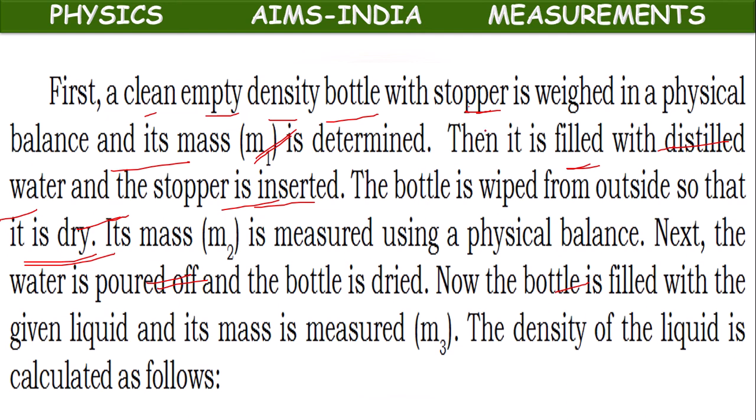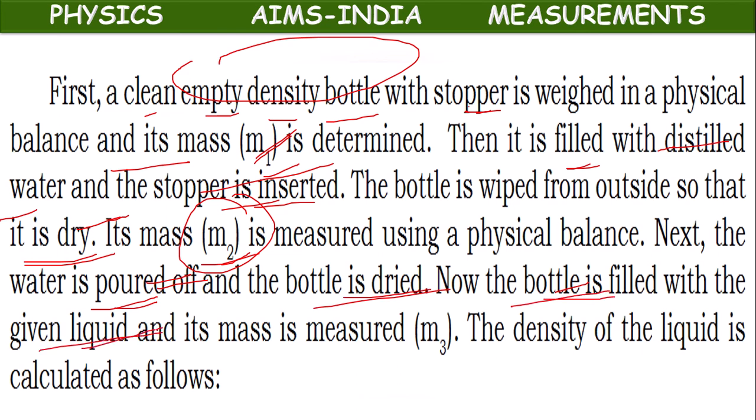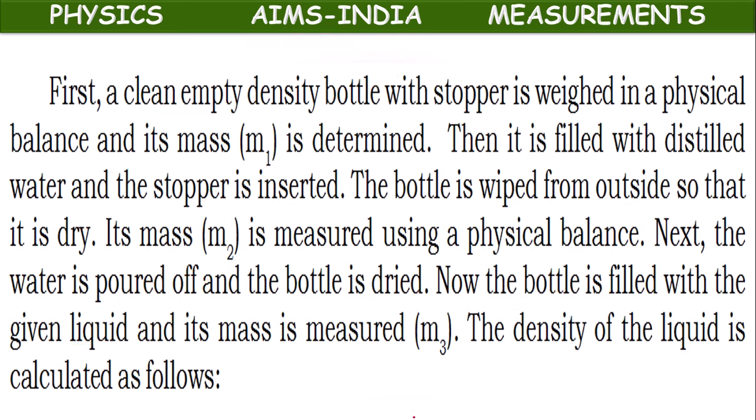Previously, the empty density bottle we weighed and kept as M1. Now we pour water and name its mass M2. Next, the water is poured off and the bottle is dried again. Now the bottle is filled with the given liquid, whose mass is M3. Now let's see how to find density in this case.